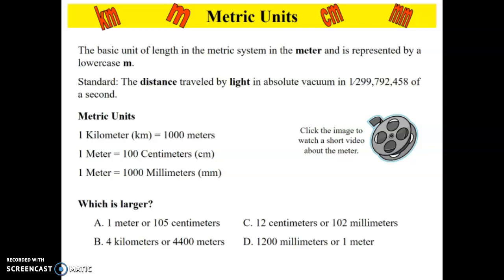All right, let's look at these. So 105 centimeters is bigger than 1 meter, right? Because a meter is 100 centimeters, so 105 centimeters is larger. 4,400 meters is larger than 4 kilometers because 4 kilometers is equal to 4,000 meters.